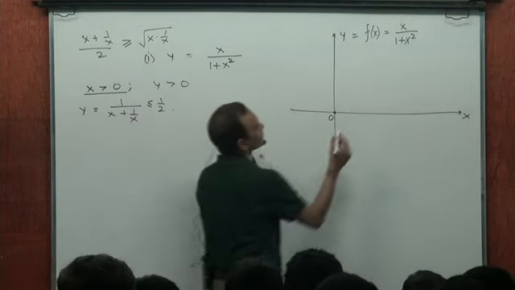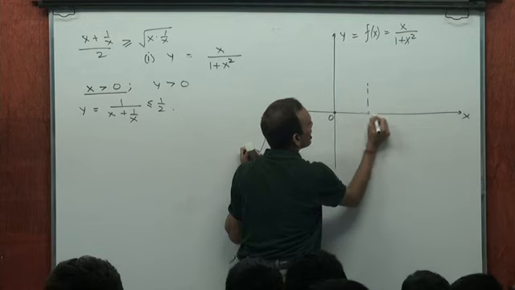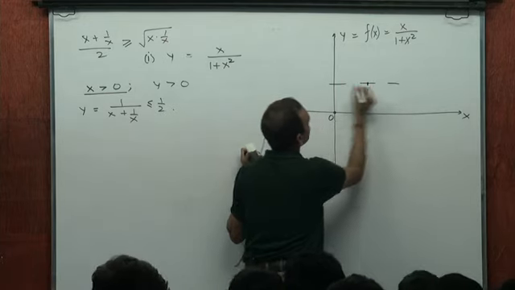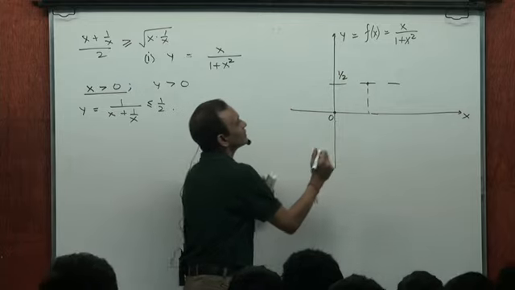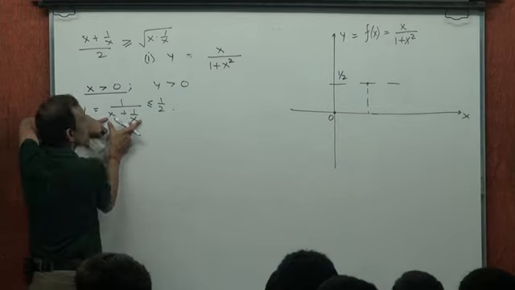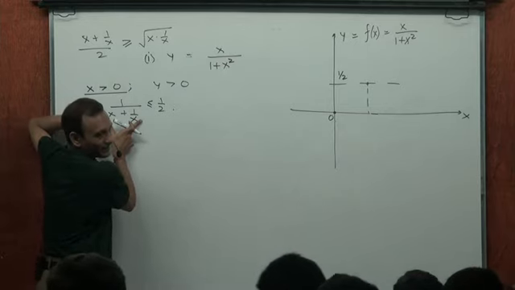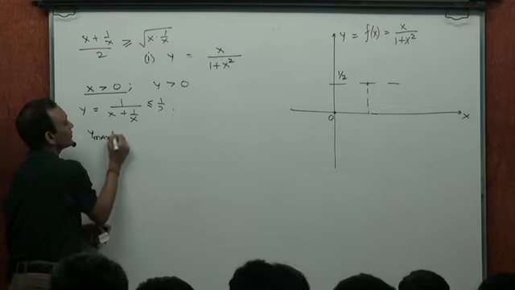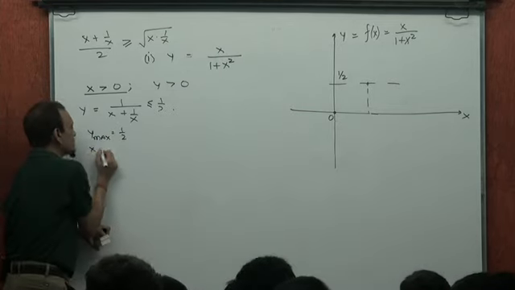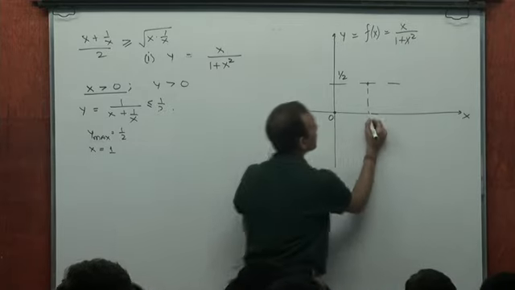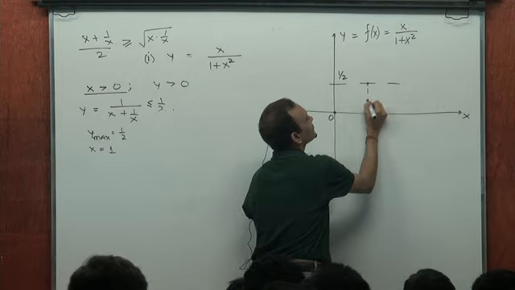So, it has a maximum value equal to half, and that happens because the denominator becomes equal to 2 at x equal to 1. Right? y max is half. Do you see that? And it happens at x equal to 1. So, at x equal to 1, y max is half.